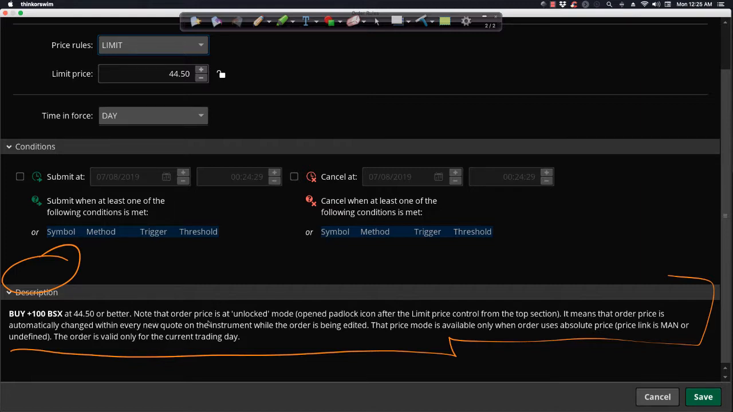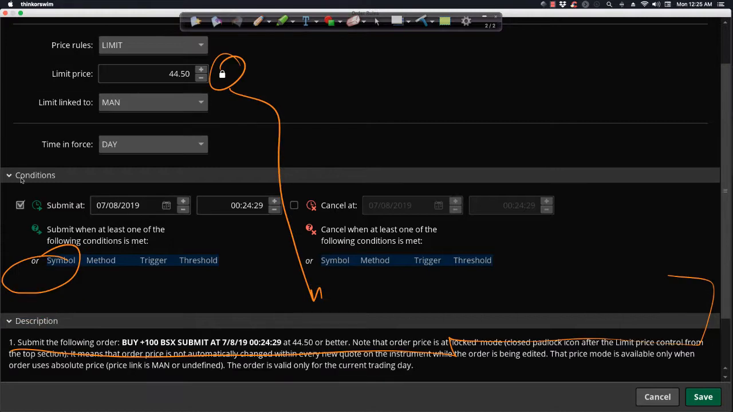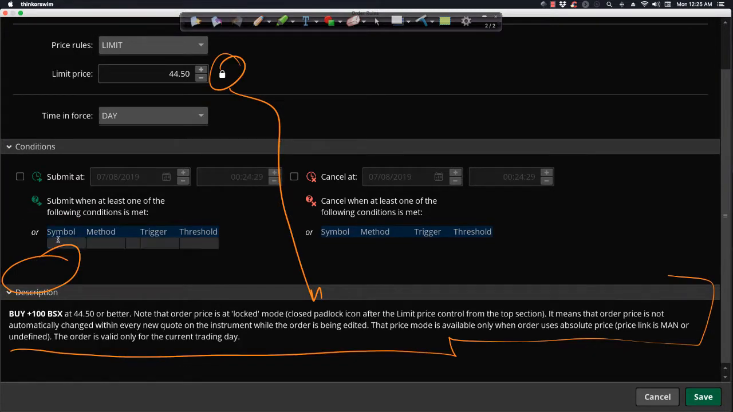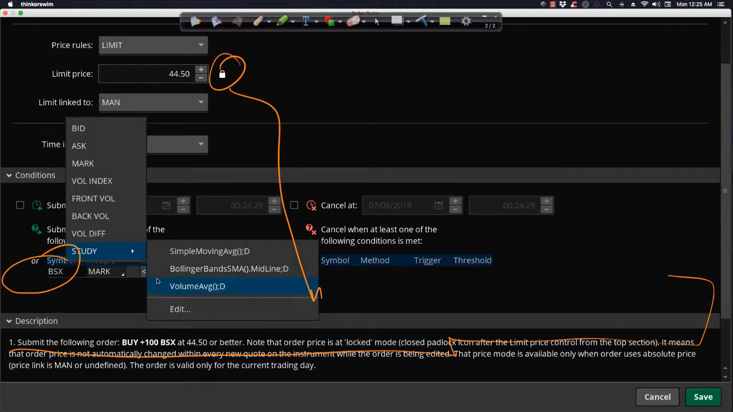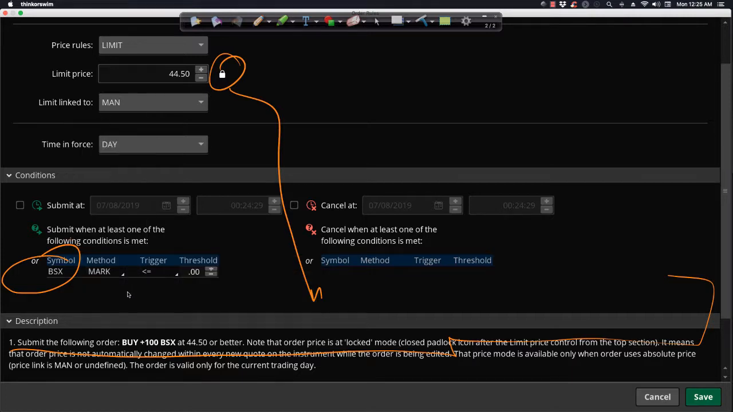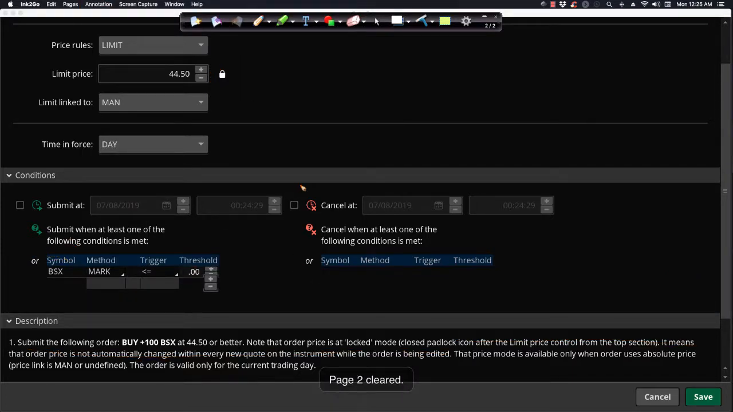Note that order price is in unlocked mode, and so I've got an unlocked padlock. What that means is I need to lock the padlock to make sure that limit order doesn't change. When I click on this, notice the definition changes. If I click on this condition or that condition and do these different things, if I put in these different indicators, that will actually change the definition criteria of when that order triggers.